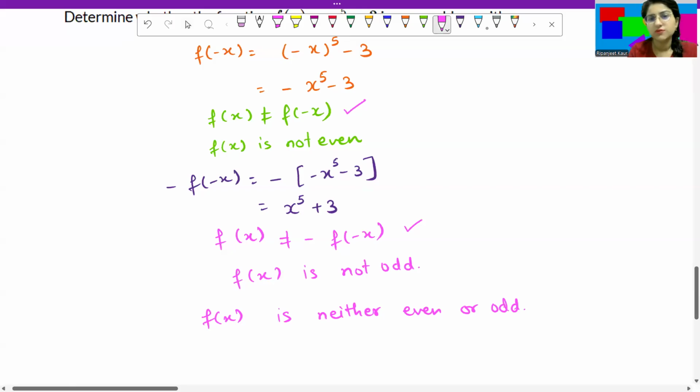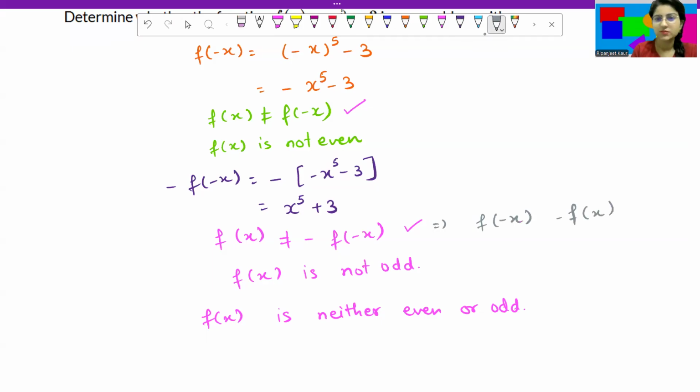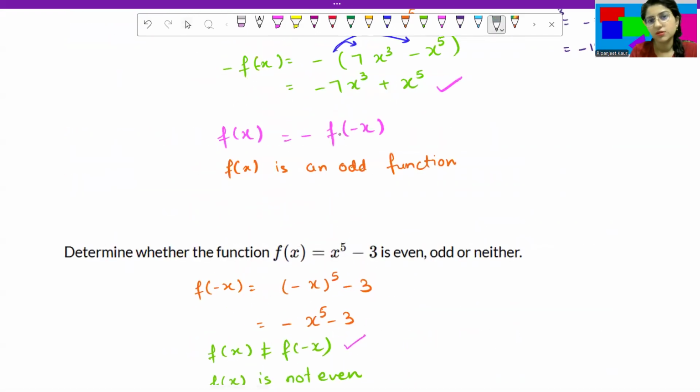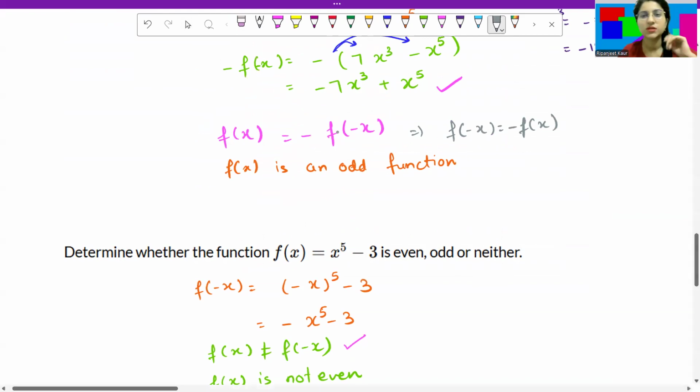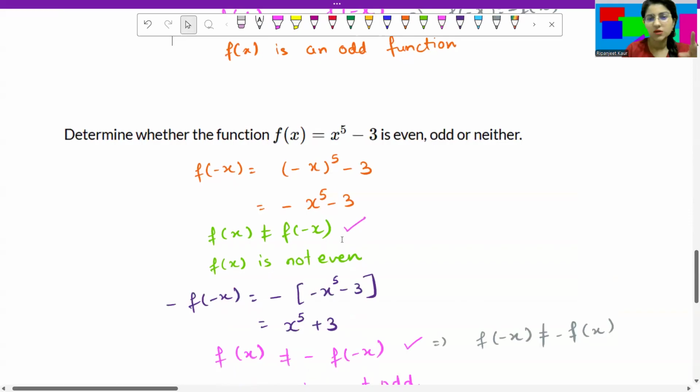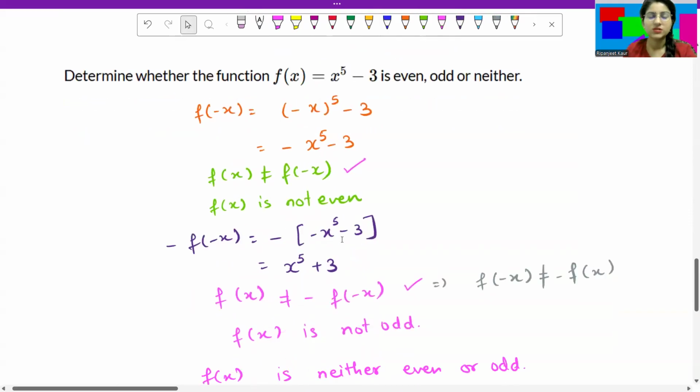Sometimes in books, it's also put in the format that f of minus x and minus f of x are not equal. Similarly, in this function, we check f of minus x and minus f of x. So both are the same thing, just a negative sign is shifted to the other side. So this is how it is given in multiple books, but this is how we can also tell if it is odd or not. Both are the same thing.